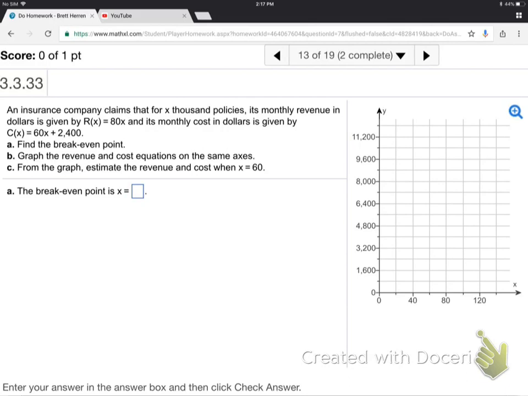Okay, number 13. So their monthly revenue dollars. It's giving me a revenue function. Revenue is the money that comes in, and cost is the money that goes out. We know profit's the difference between those, right? Revenue minus cost. Anyway, find the break-even point.